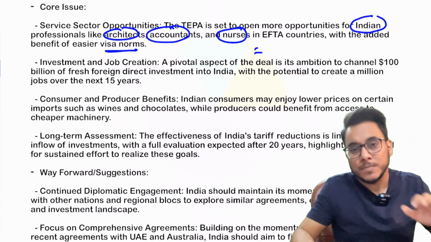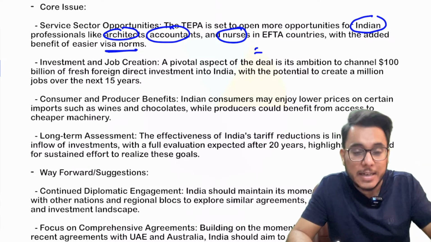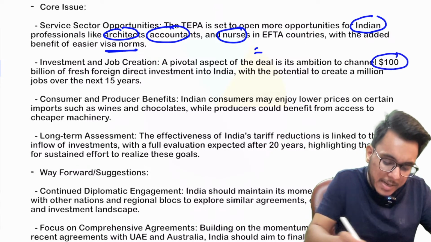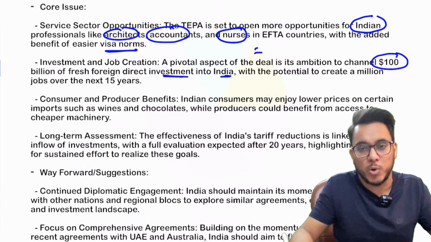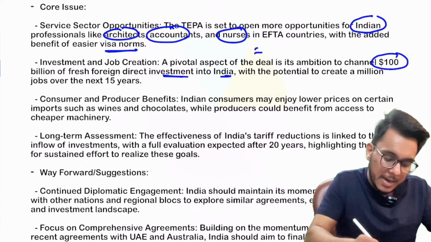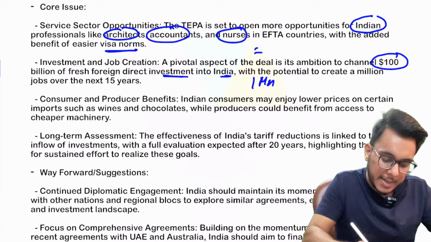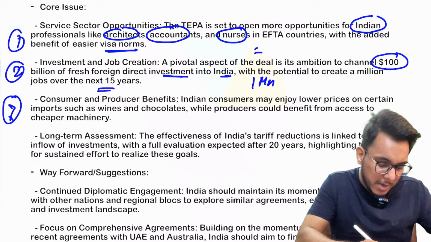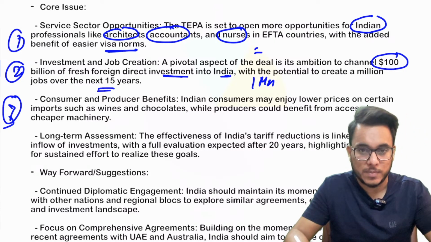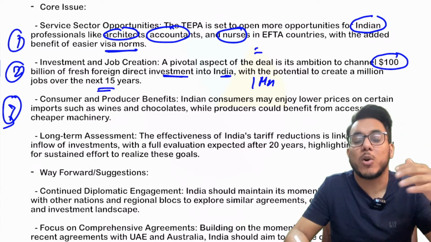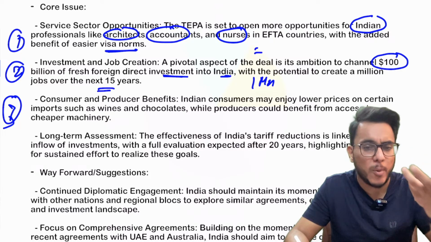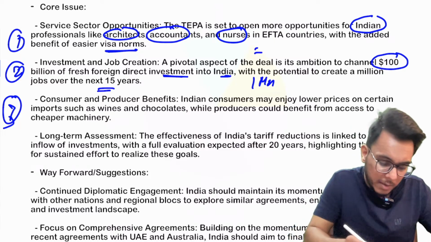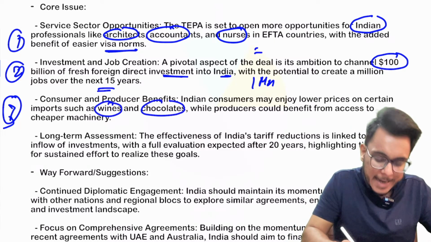Also, this particular agreement will facilitate more foreign direct investment (FDI) by these countries in India, and it aims to channelize at least $100 billion of FDI in India from these four countries, which will translate into 10 lakh jobs, around 1 million jobs in the next 15 years. Thirdly, as trade barriers come down, Indians will also get the benefit of affordable products from these countries. Now see, these countries are known for their wines, chocolates, and many such products.